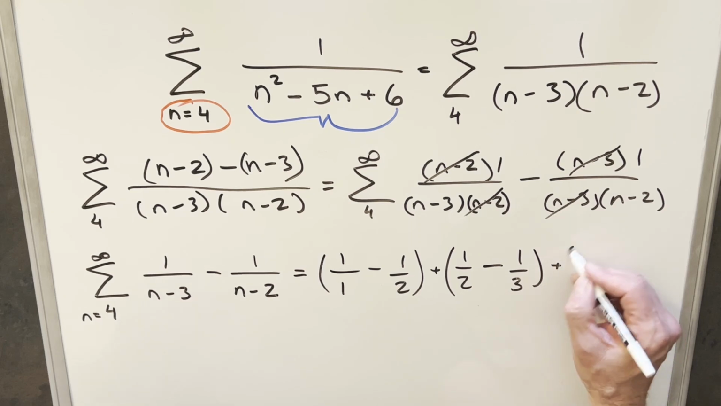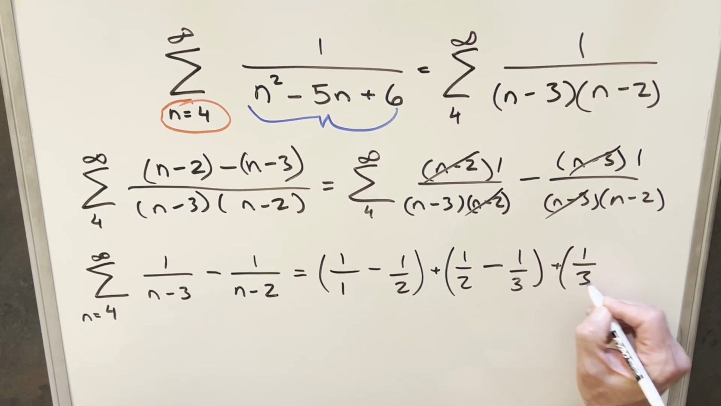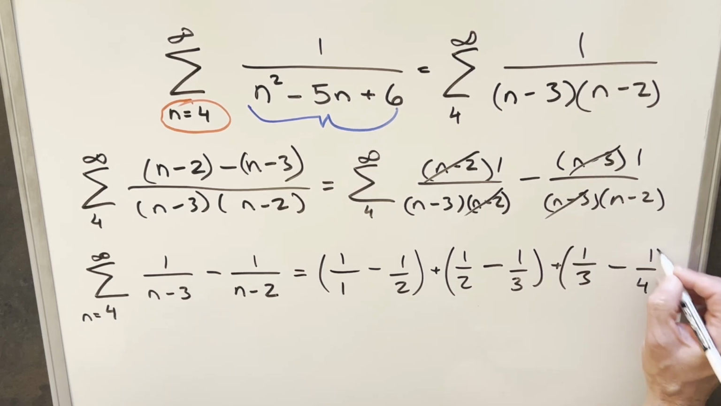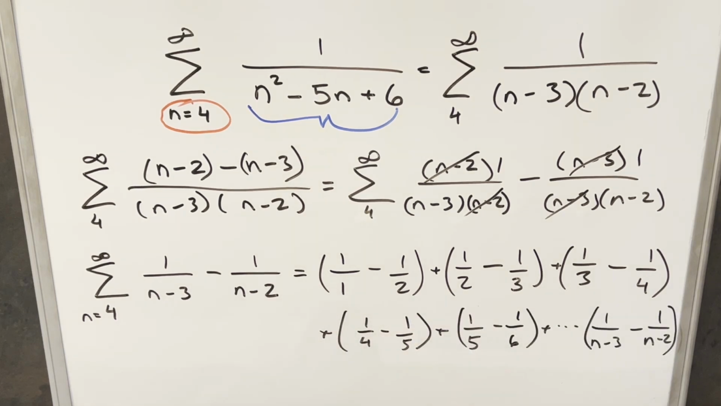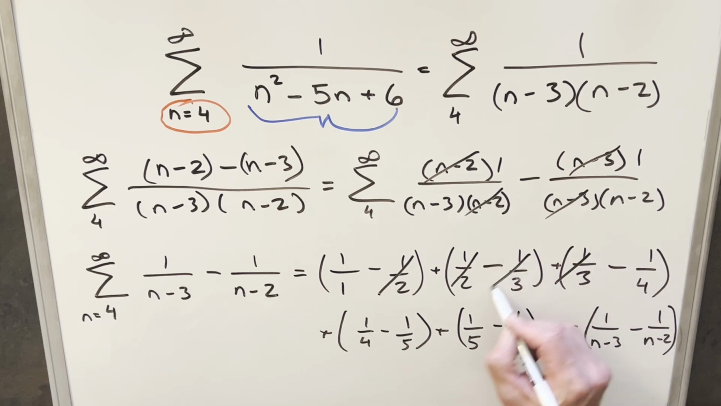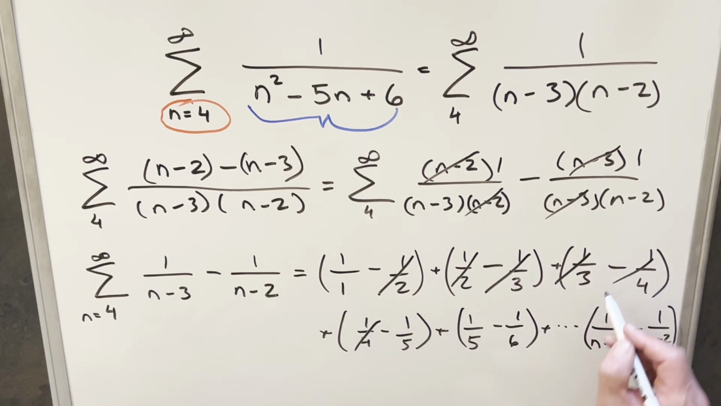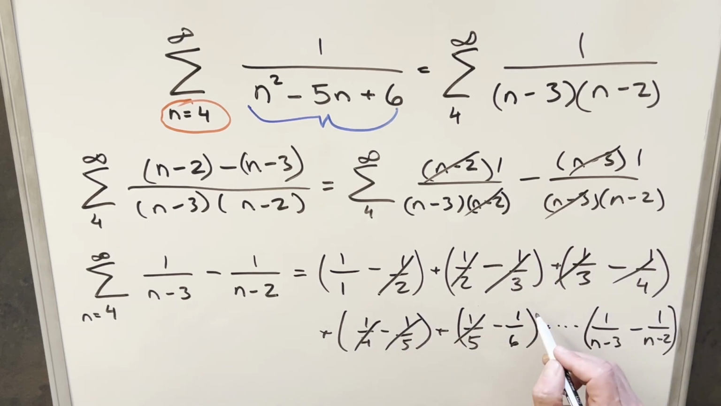And then we'll just do a couple more really quick. So we'll have 1/3 minus 1/4. It doesn't take very long to see the pattern here of what's going on. So we'll write a few more. When you write everything out like this, it becomes clear that we're going to get all kinds of cancellation, because right here we have 1/2 minus 1/2, 1/3 minus 1/3, 1/4 minus 1/4, and so on and so on. This is going to go on all the way to the end.